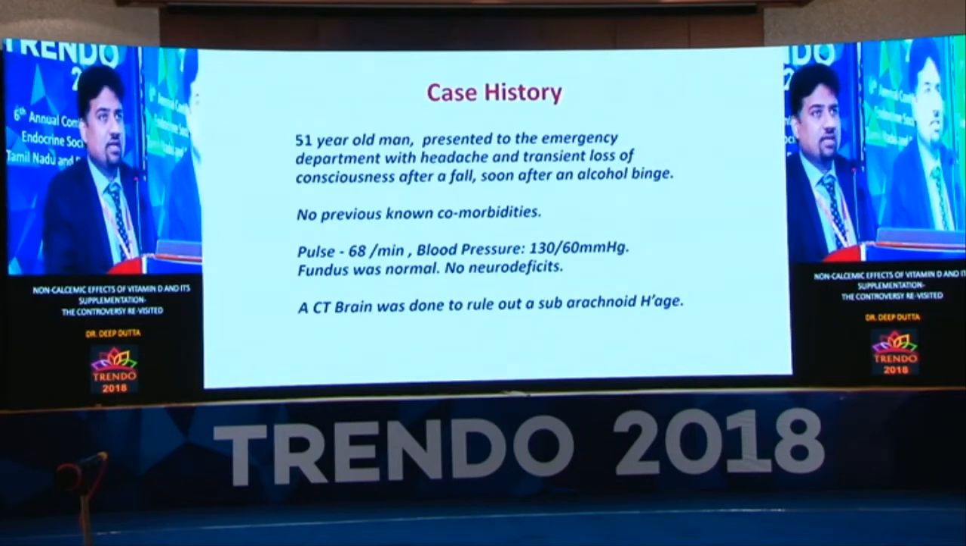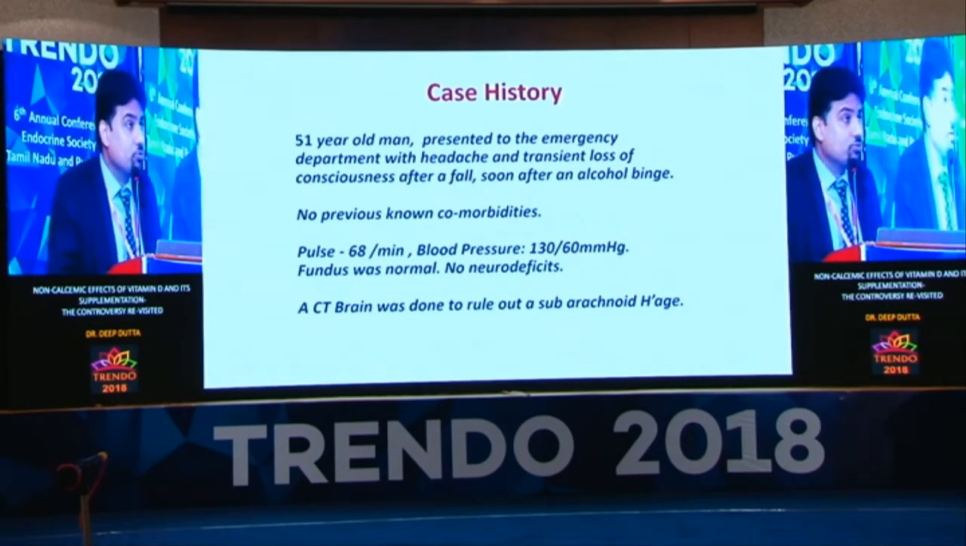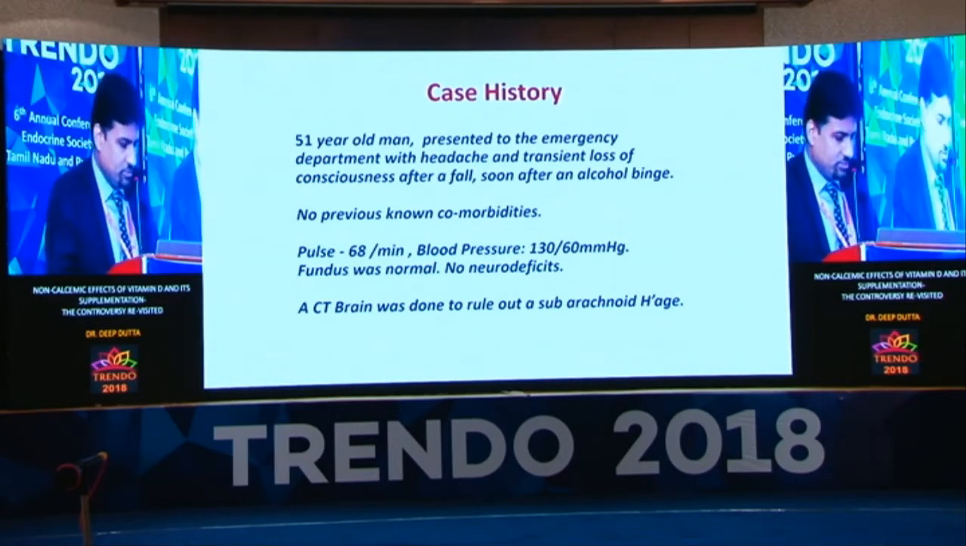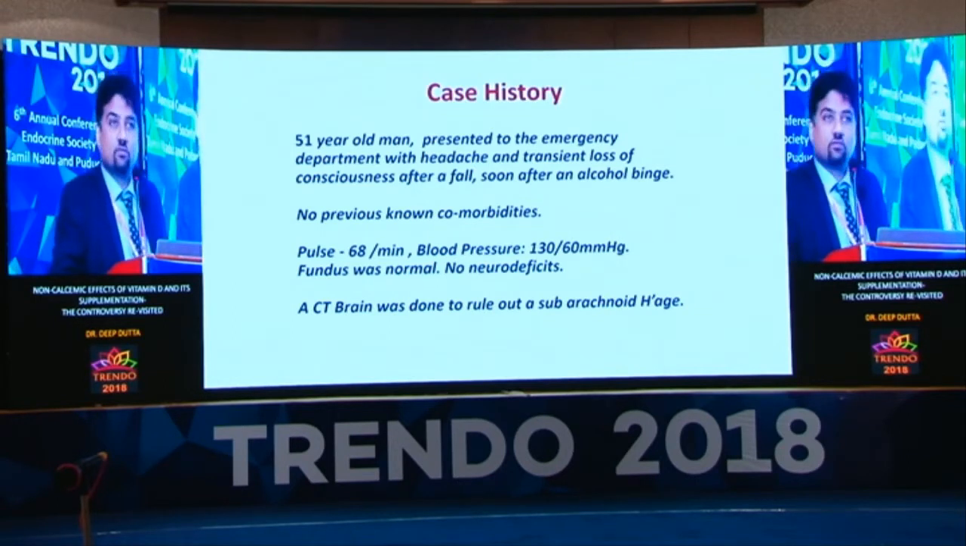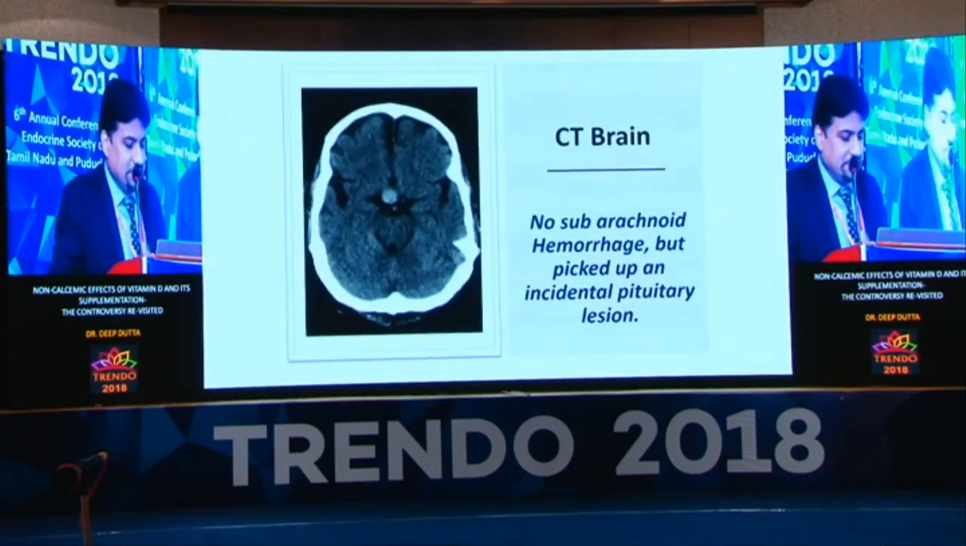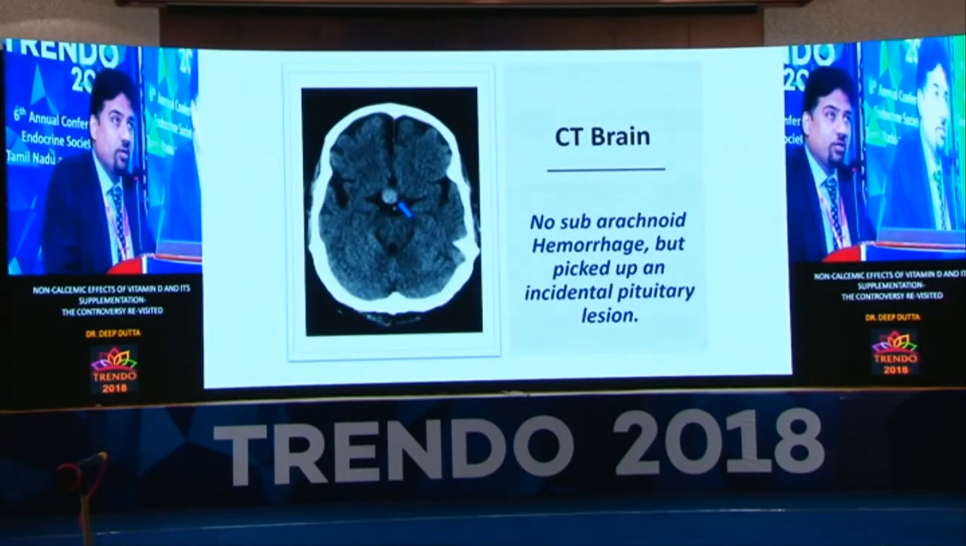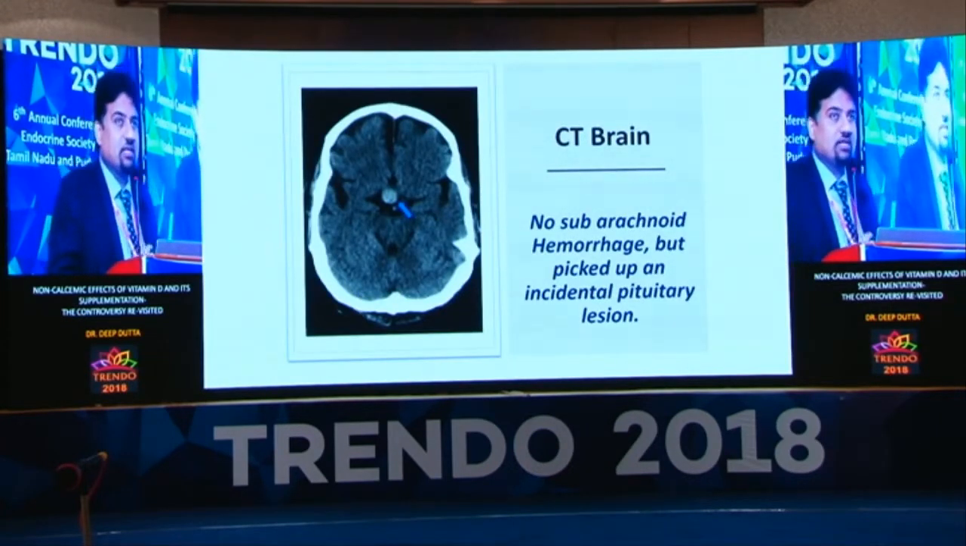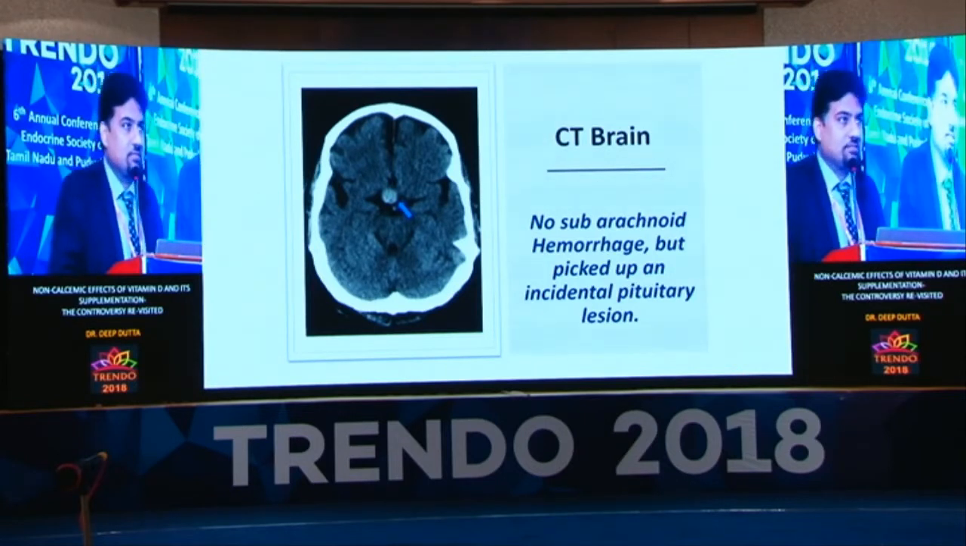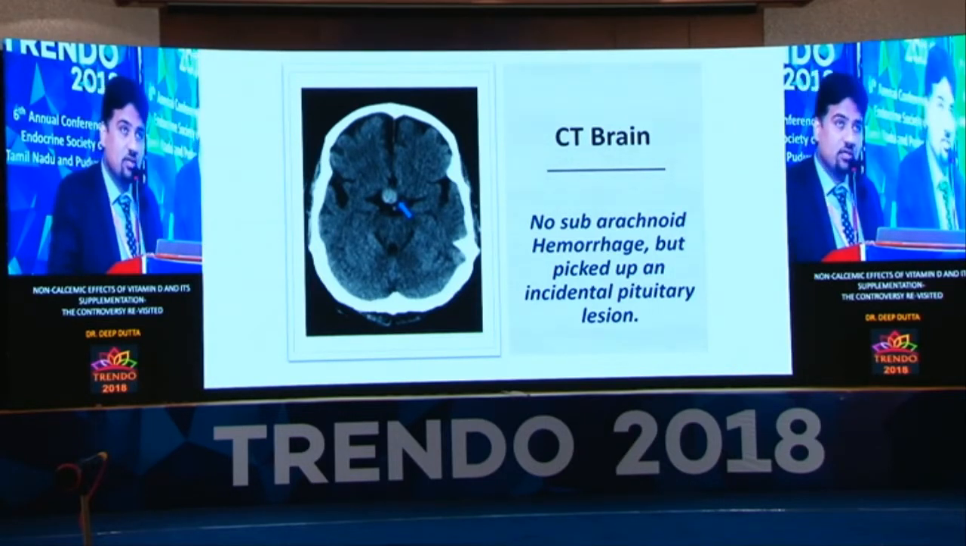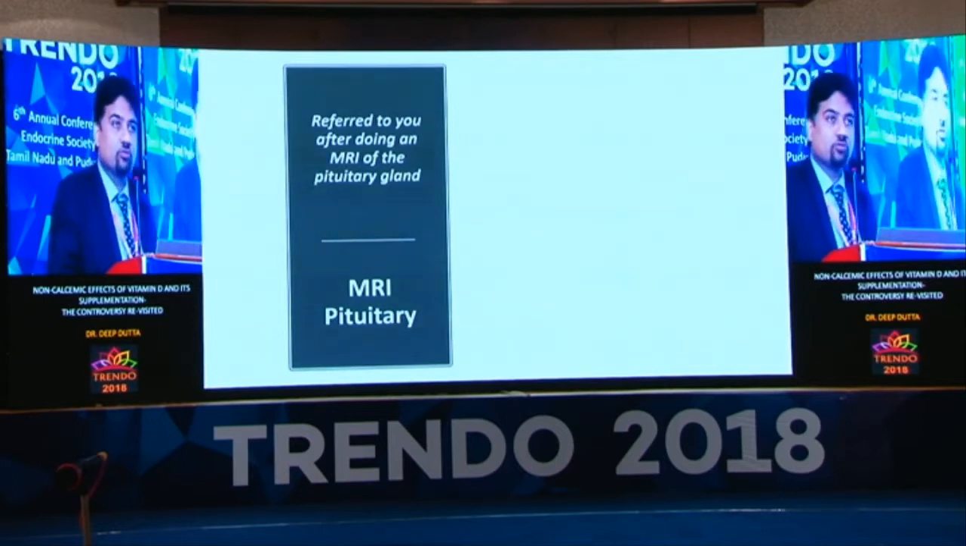The CMO sitting there in the casualty said, let's do a CT brain to rule out subarachnoid hemorrhage because this patient had some transient loss of consciousness. Well, the CT is done. The CT did not show any subarachnoid hemorrhage, but there's a large pituitary sellar lesion sitting there. And this patient is referred to you as a physician after doing an MRI scan of the pituitary for further management.